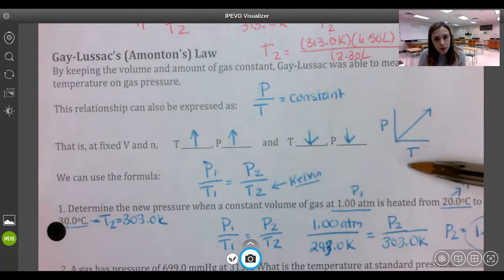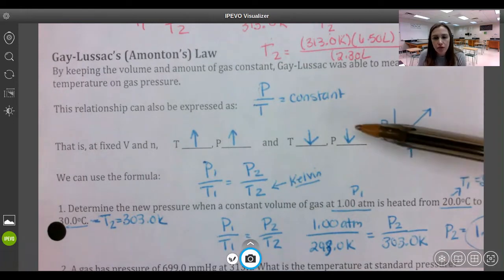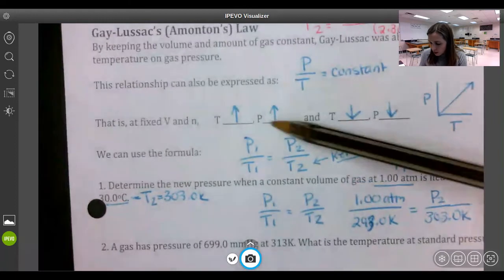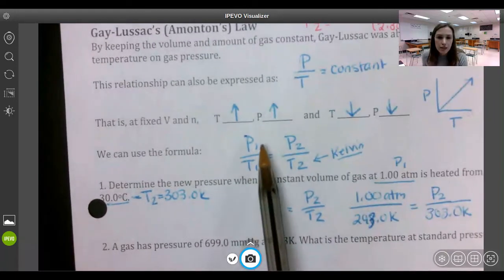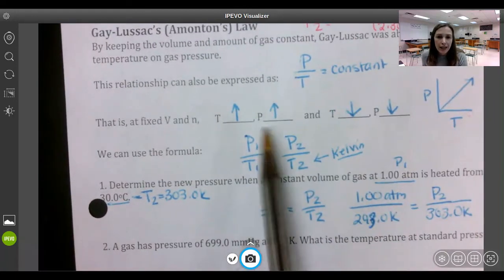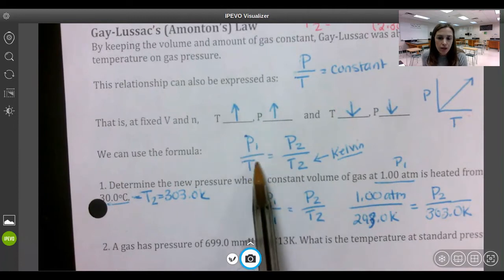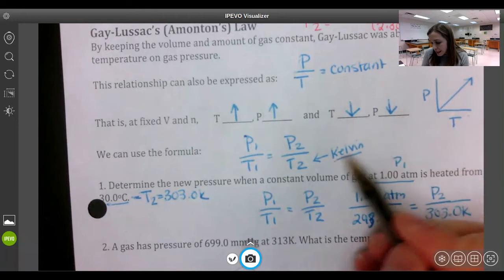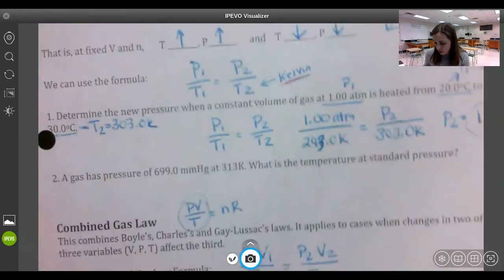But if we decrease temperature, those particles are moving slower. They're not going to hit the side of the container with as much force, so pressure is going to go down. And then this is our formula for Gay-Lussac's law that just focuses in on pressure and temperature. Again, it has this direct relationship, so you're going to see them above and below each other in the formula when we rearrange it, making sure that temperature is in Kelvin just like before.